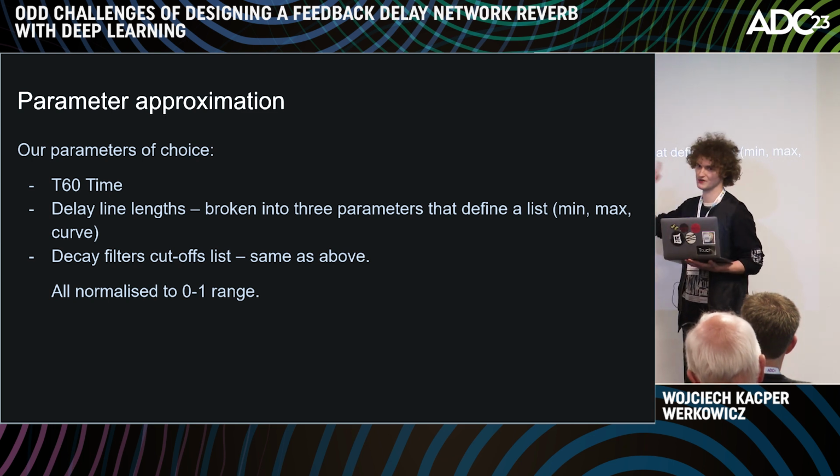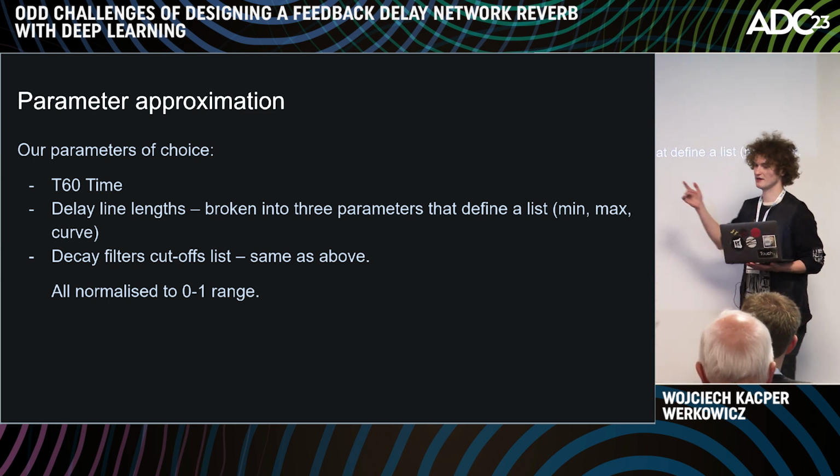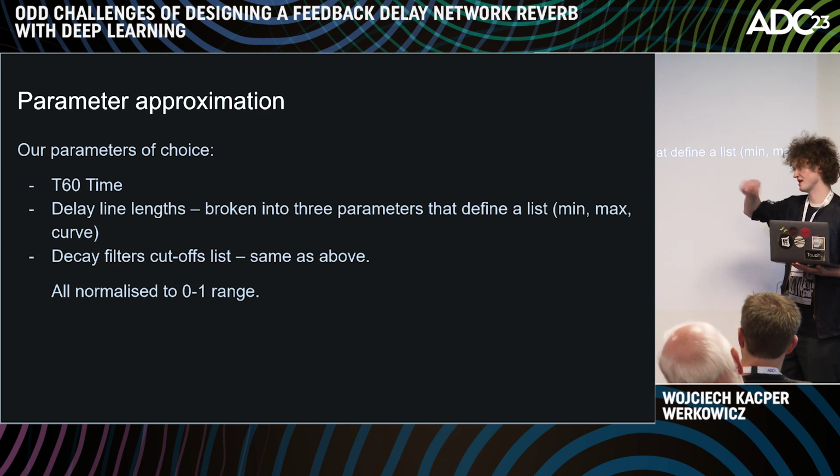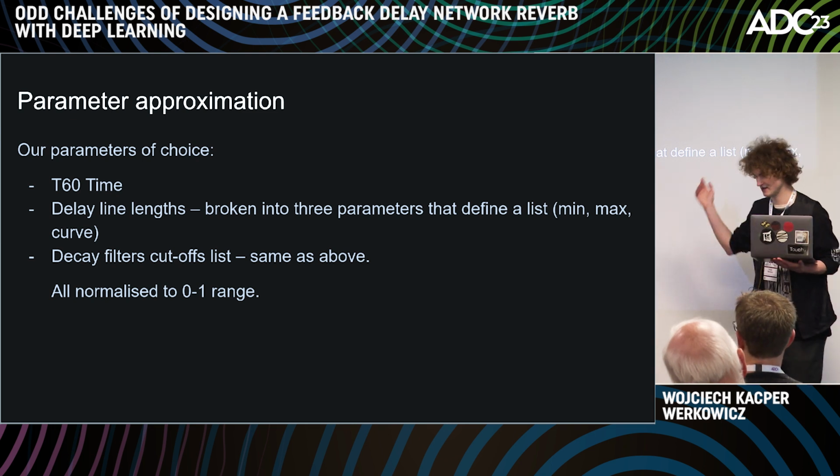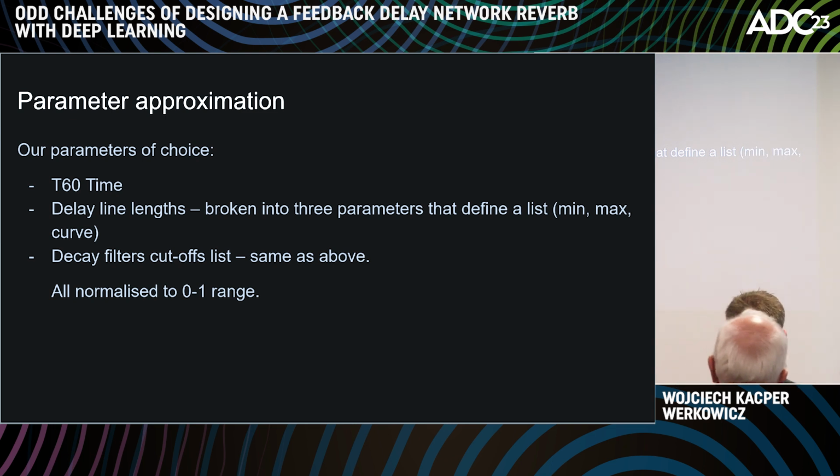We just normalize everything to 0, 1 inside of the function. And inside of our FDN function, it gets remapped. Well, it gets mapped to a range that's suitable for the cutoff or the delay length.